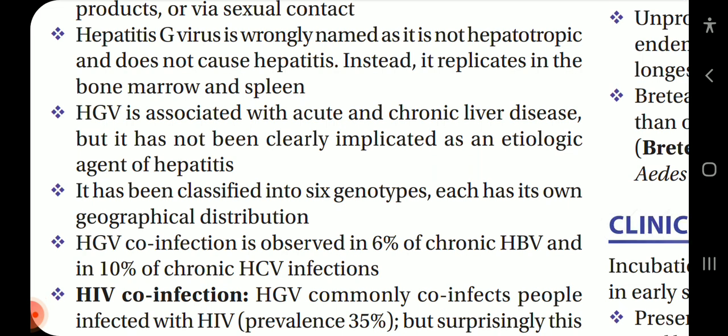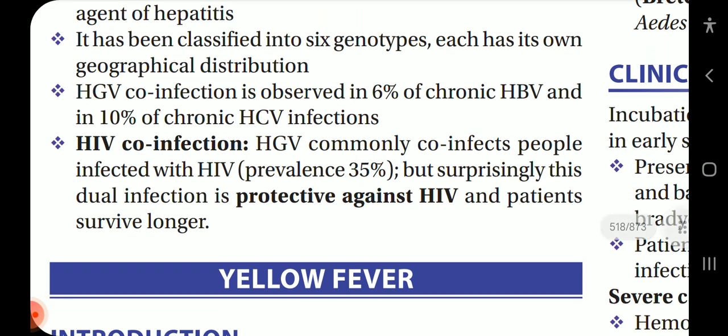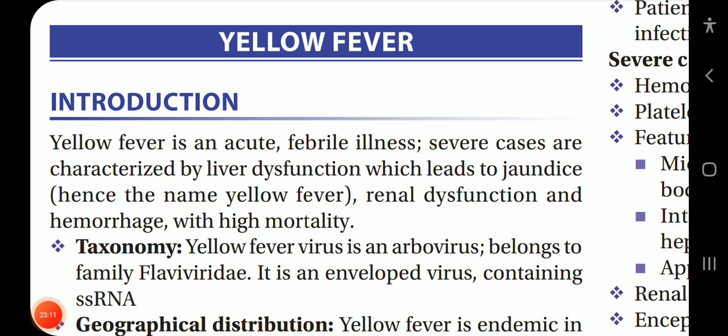HGV is associated with acute and chronic liver disease but has not been clearly implicated as an etiologic agent for hepatitis. It has been classified into 6 genotypes, each with its own geographical distribution. HGV co-infection is observed in 6% of chronic HBV and in 10% of chronic HCV infections. HIV co-infection: HGV commonly co-infects people infected with HIV, prevalence 35%, but surprisingly, this dual infection is protective against HIV and patients survive longer. Now coming to the last topic of the chapter, which is yellow fever.